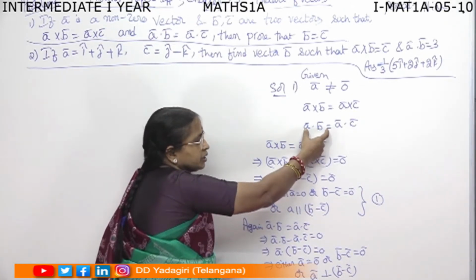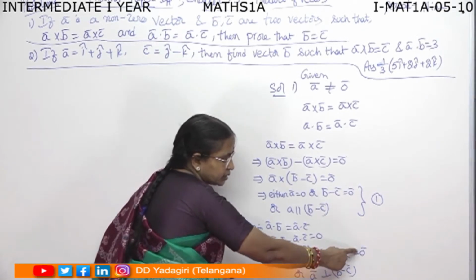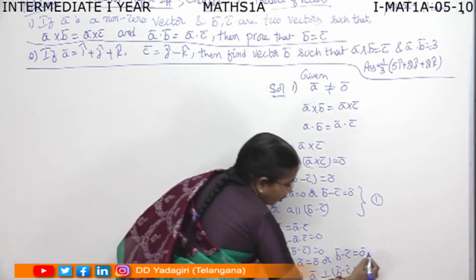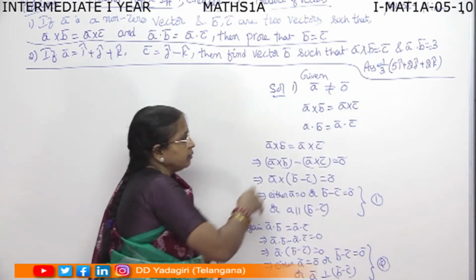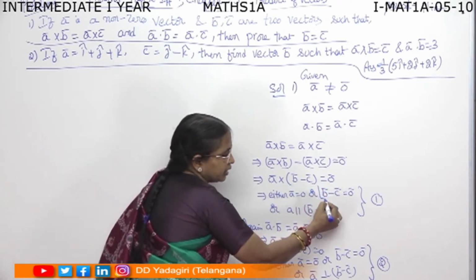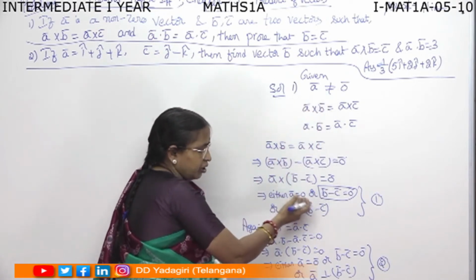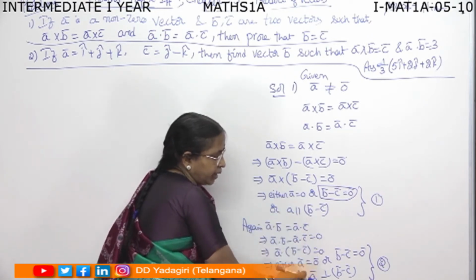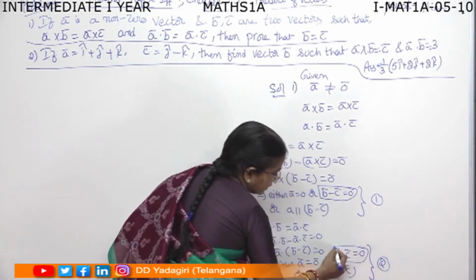From the second equation given, you are getting three possibilities like this. Either A is 0, or B minus C is 0, or A is perpendicular to B minus C. Among these two, what is common, which is satisfied by both the equations? A is not equal to 0 is given. So A cannot be 0. And then it cannot be perpendicular and parallel at the same time for B minus C. So these two are not possible. Only B minus C is equal to 0.